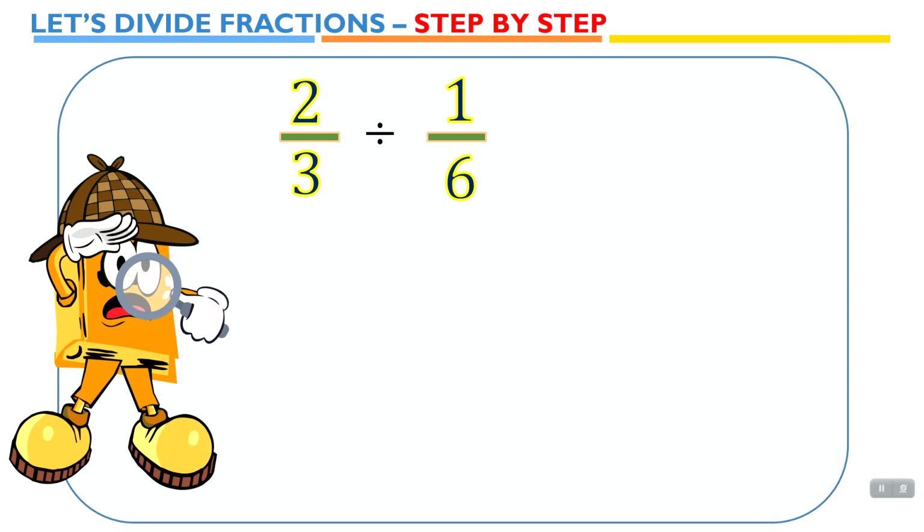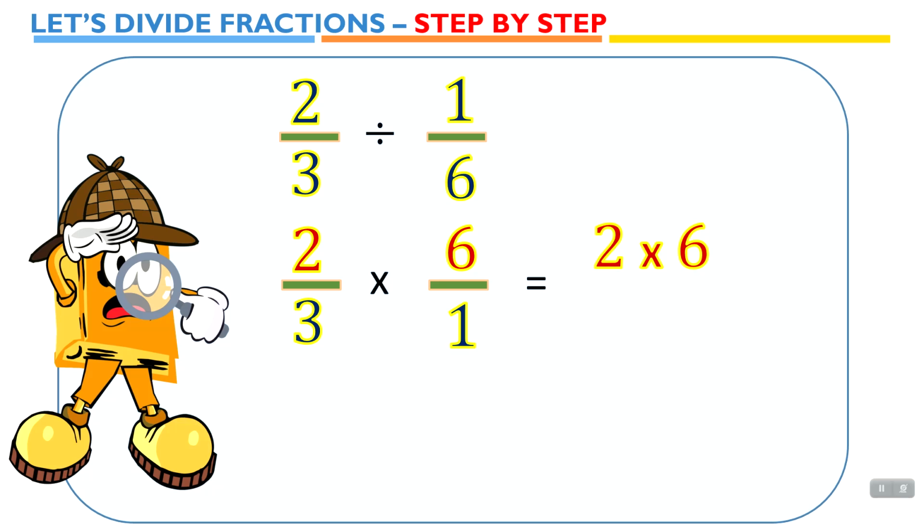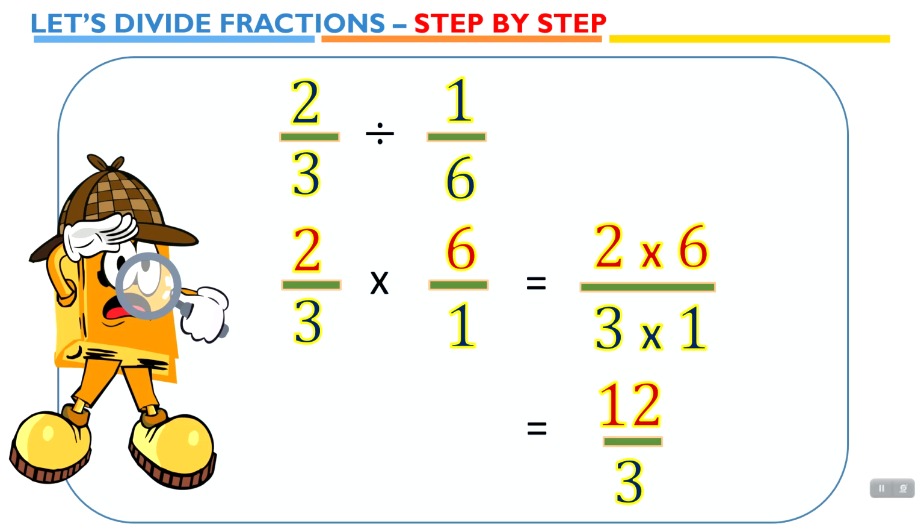Let's look at another question. 2 over 3 divided by 1 over 6. Again, we keep 2 over 3 the same. And the fraction after the division sign, we find the reciprocal. Instead of 1 over 6, we now change it to 6 over 1 and change divide to multiply. And now we multiply numerators, 2 times 6, and we multiply denominators, 3 times 1. 2 times 6 is 12, and 3 times 1 is 3.